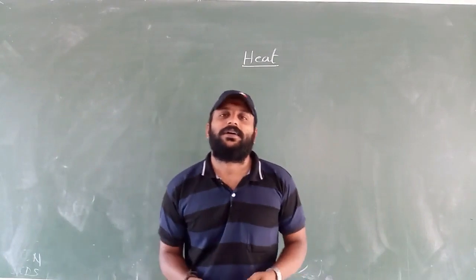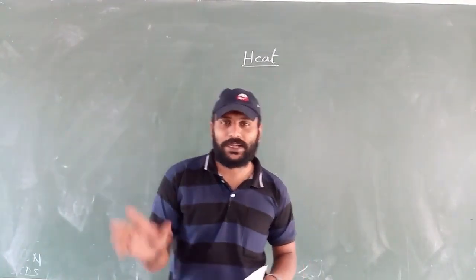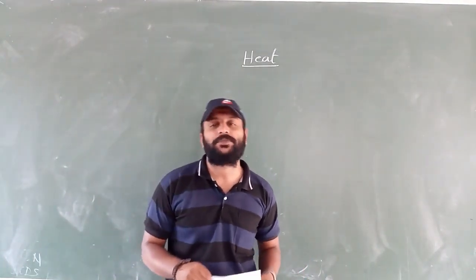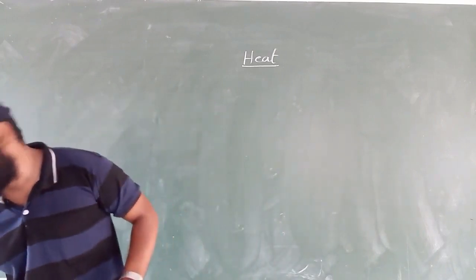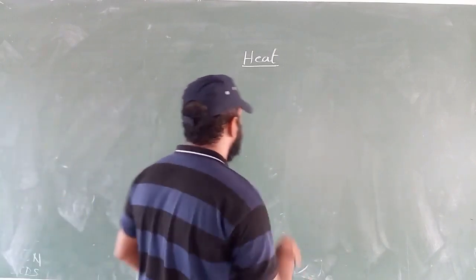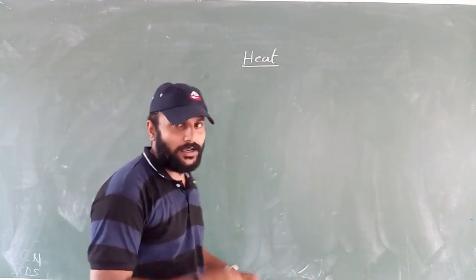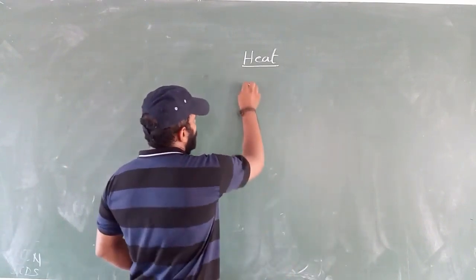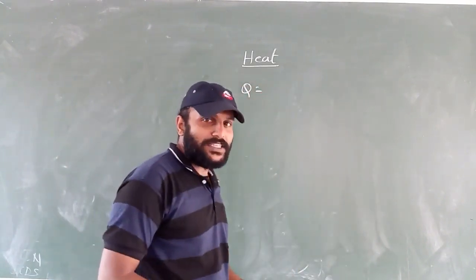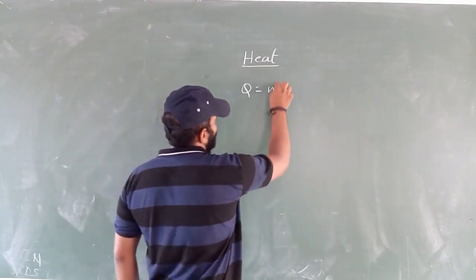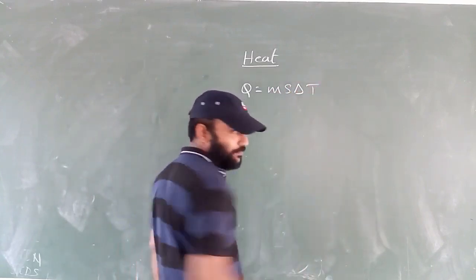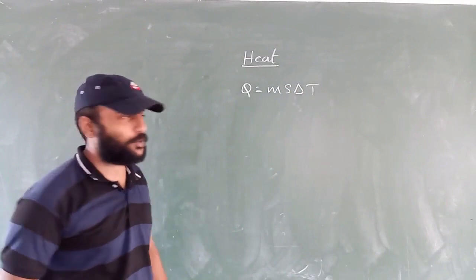Hi everyone. We have already completed all the concepts in the heat chapter. So what are the concepts? We have seen a few formulas in this chapter. What is the formula for heat energy? Q is equal to m s delta T. This is an important formula while you are solving problems.